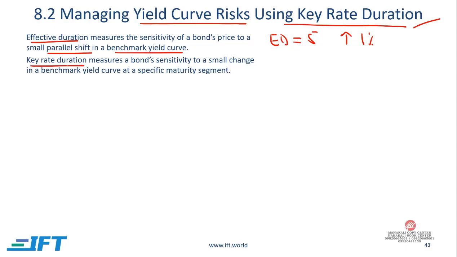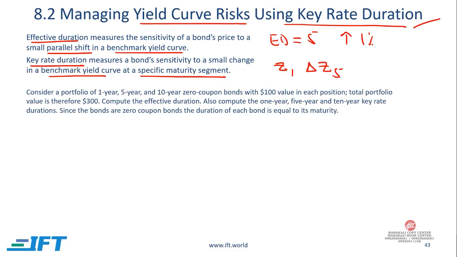Key rate duration, on the other hand, measures a bond's sensitivity to small changes in a benchmark yield curve at a specific maturity segment. So, for example, we might have a 1-year key rate duration which measures the sensitivity of a bond price to changes in the 1-year rate. We might have a 5-year key rate duration which measures the sensitivity of a bond's price to changes in the 5-year rate, and so on.